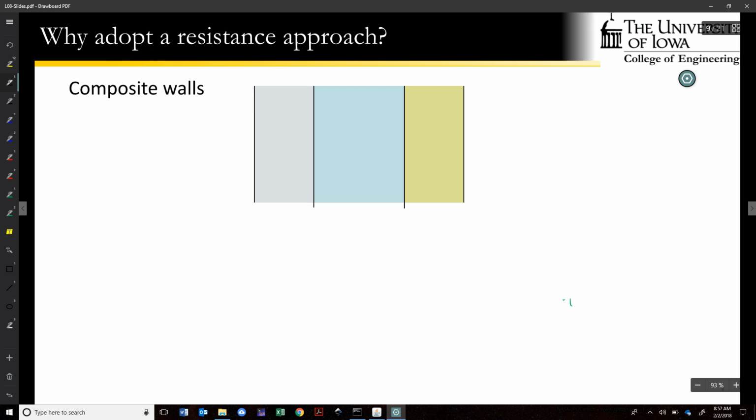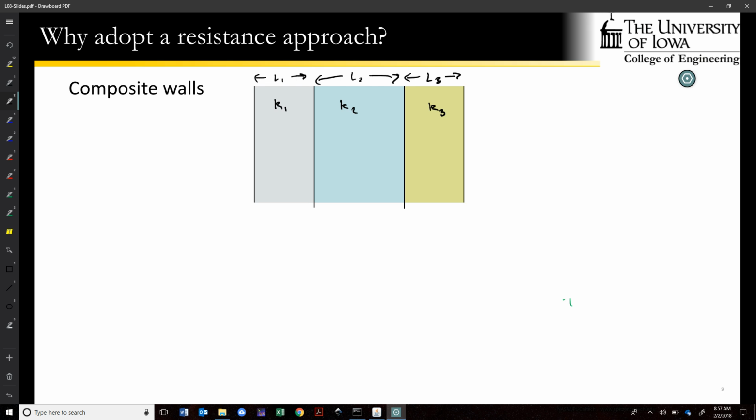All right. So we'll say that this first wall has some thickness L1. Second one has a thickness of L2. Third one has a thickness of L3. Additionally, they're each going to have a different thermal conductivity. We'll have K1, K2, K3.